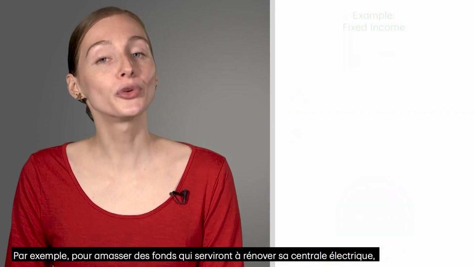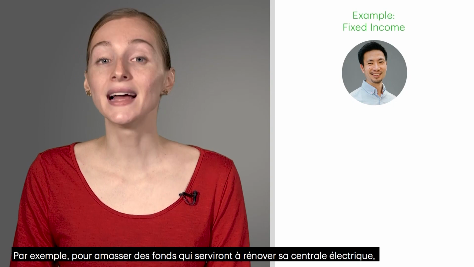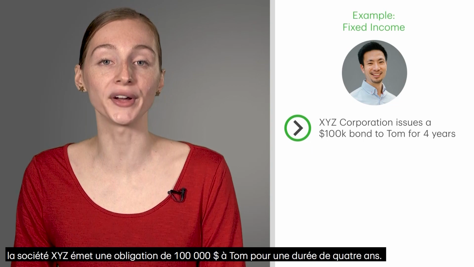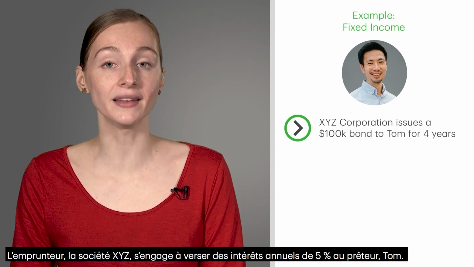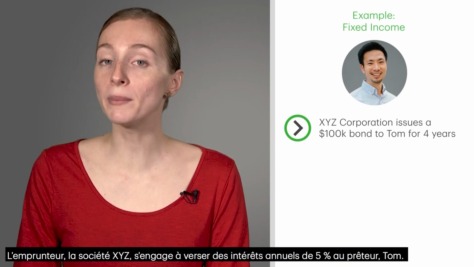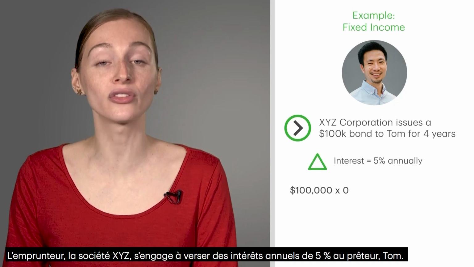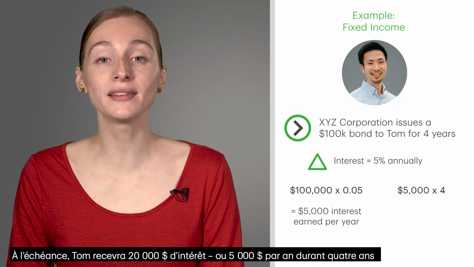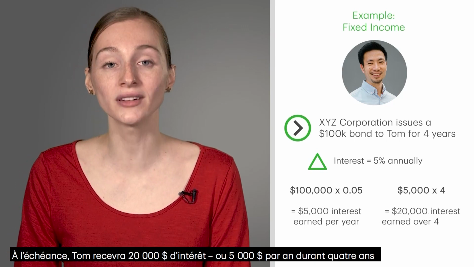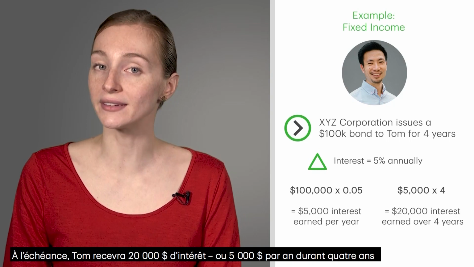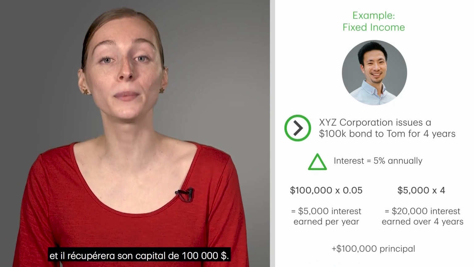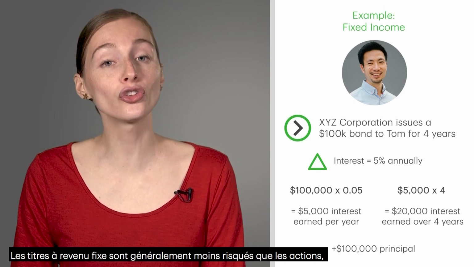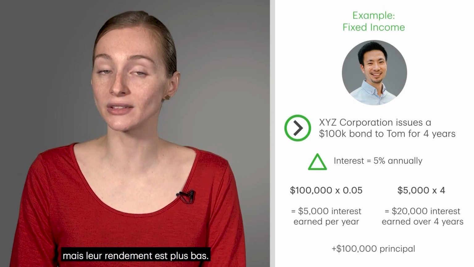For example, to raise funds to upgrade their power plant, XYZ Corporation issues a $100,000 bond to Tom for 4 years. The borrower in this case, XYZ Corporation, promises to pay 5% annual interest to the lender, Tom. At the end of the 4 years, Tom will receive $20,000 in interest, or $5,000 a year for 4 years, plus the $100,000 principal back. Compared to equities, fixed income securities usually come with less risk and lower returns.